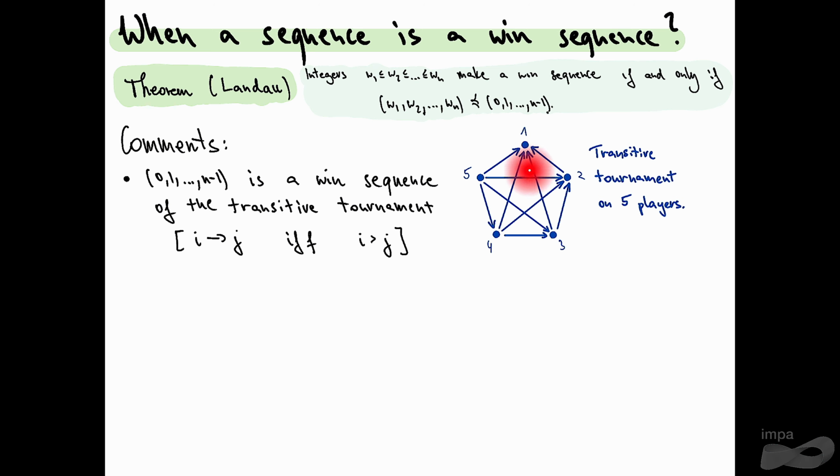It's a tournament where the outcome of the game is decided by the index. If I have a low index, then I lose against players of higher index. So player 1 loses all the games, so he gets score 0. Player 2 will win 1 game against player 1, so they will get score 1. And the strongest player will win all the games, which are n minus 1.